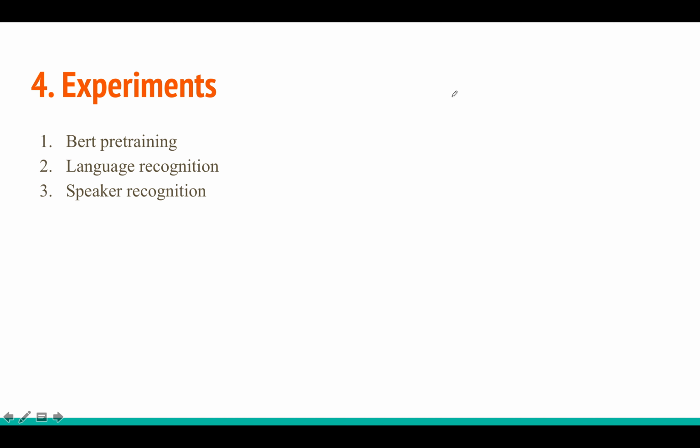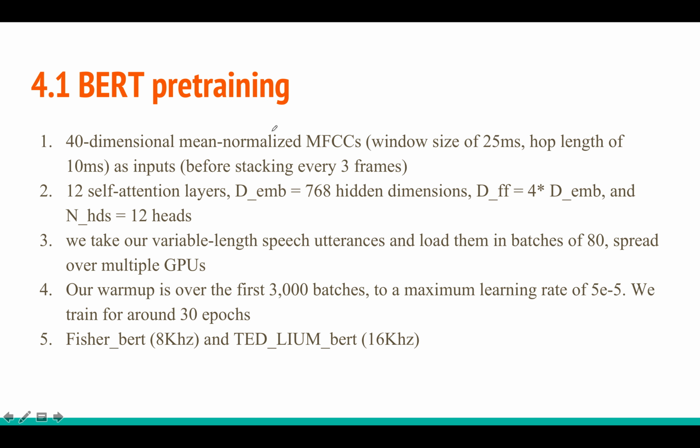Now we will understand some experiments and see the configuration used for pre-training, LID and SID. For BERT pre-training, they use 40-dimensional MFCCs, which are mean normalized, with CMVN applied. The features are extracted with a window of 25 milliseconds and a shift of 10 milliseconds, and they stack 3 consecutive frames so that GPU memory is saved.